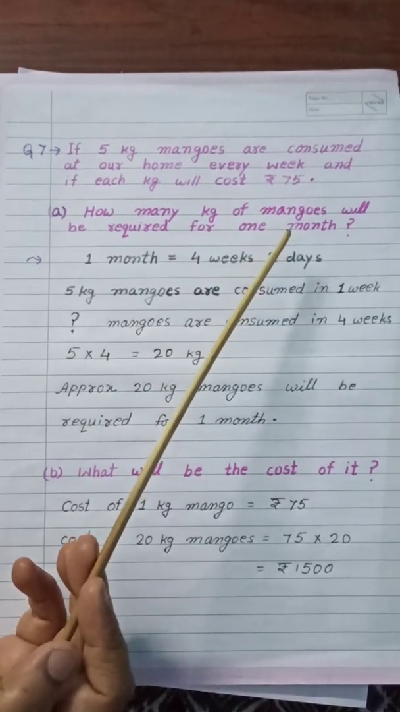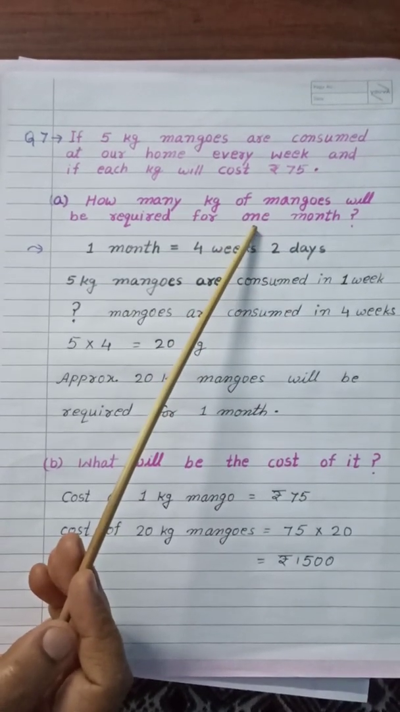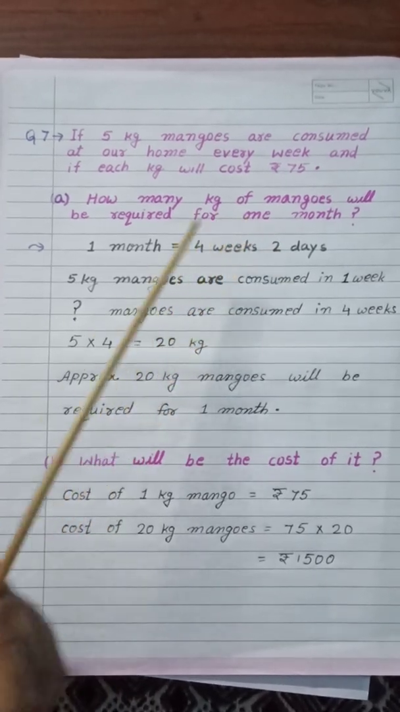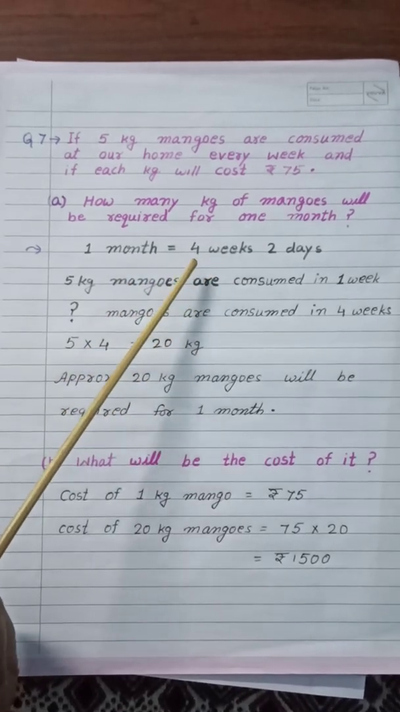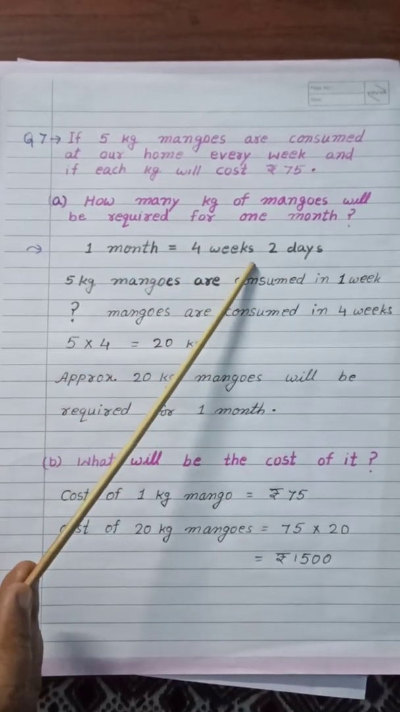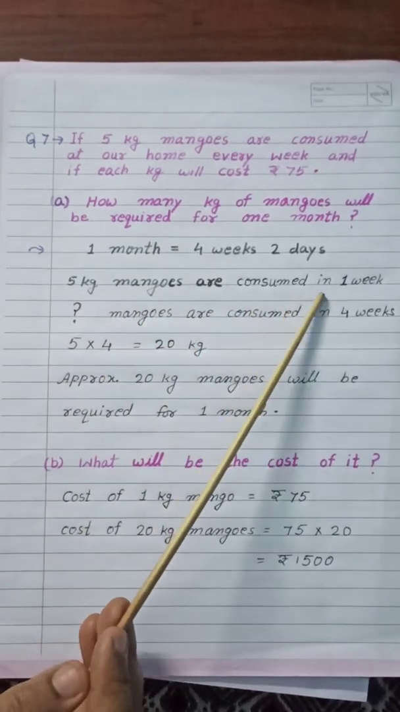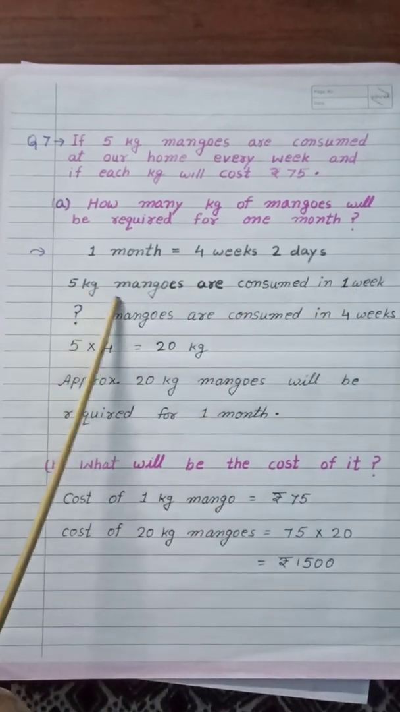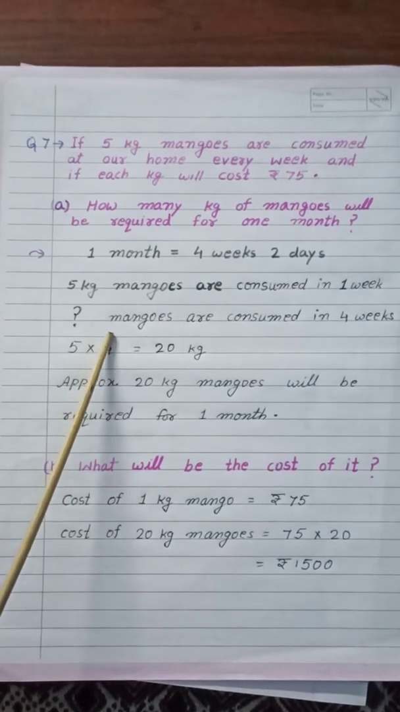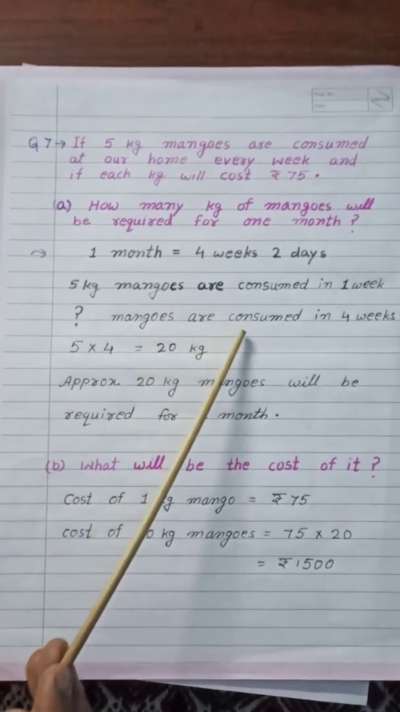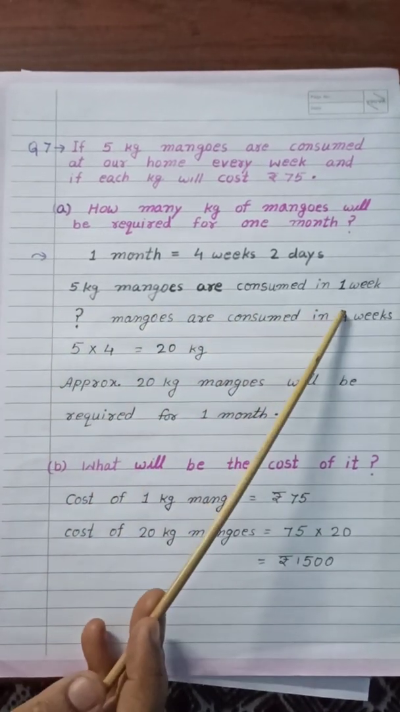So what is the question? How many kg of mangoes will be required for 1 month? Did you understand, children? Here we have to find total mangoes for 1 month. So we know 1 month is equal to how many weeks? 4 weeks and 2 days. So 5 kg mangoes are consumed in 1 week. So we use how much mango? 5 kg mango in 1 week.